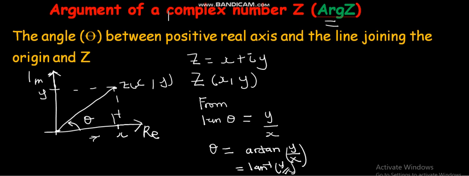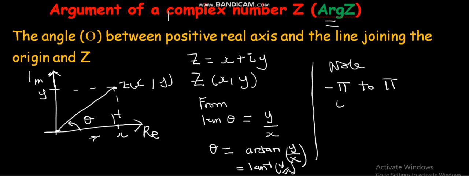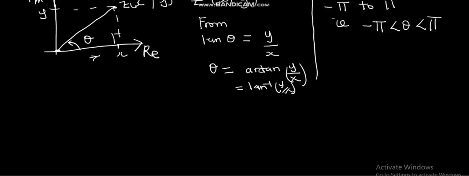Now note the principal argument of a complex number should lie between negative pi and pi, i.e. our theta should lie between negative pi and pi. Let us do some examples and we illustrate the conditions.